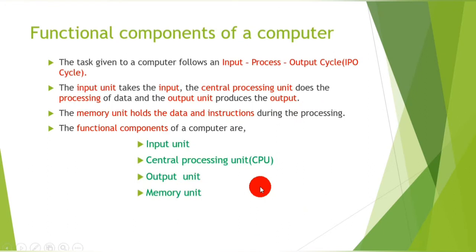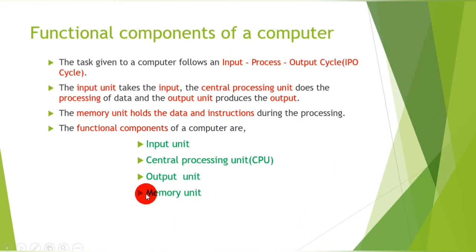Next we see about the functional components of a computer. What are the functional components? The functional components are classified into 4 types: input unit, central processing unit, output unit and memory unit. The functional components of the computer are the input unit, central processing unit, output unit and a memory unit.